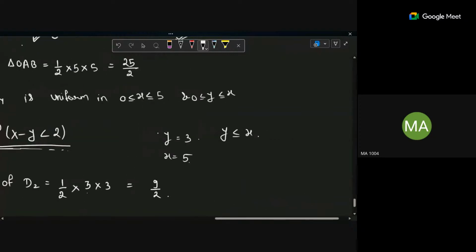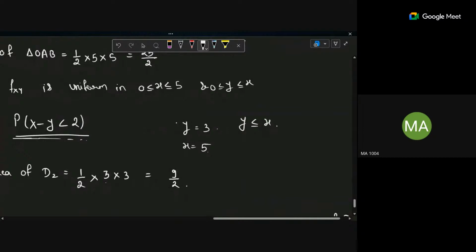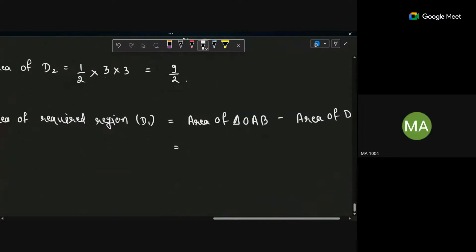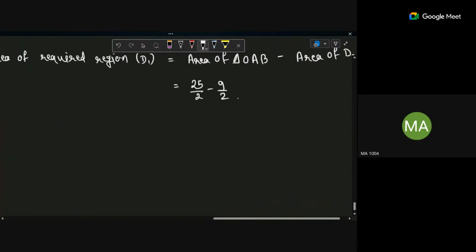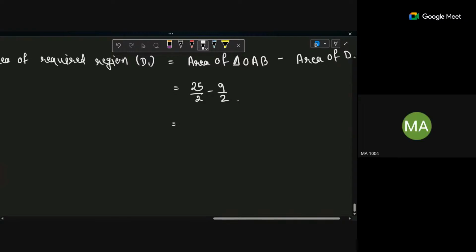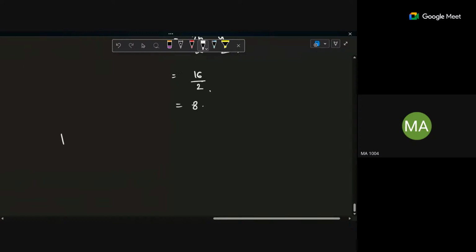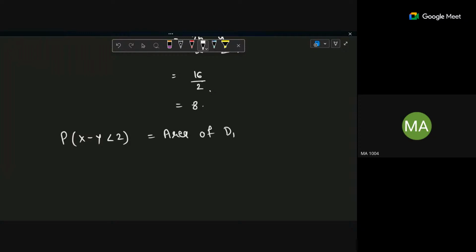What was area of triangle OAB? 25/2. So it was 25/2 and this is 9/2. So you got this one as 16/2. That means 8. So what will be the probability that x minus y is less than 2? That is nothing but your area of D1 divided by area of triangle OAB. Now, can anyone explain why I am taking this ratio here?